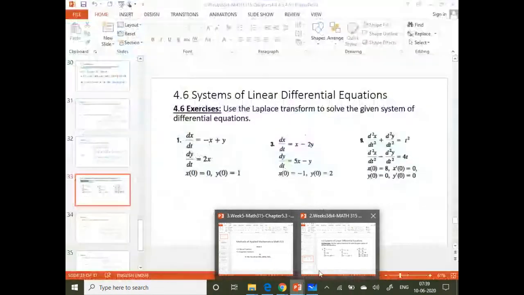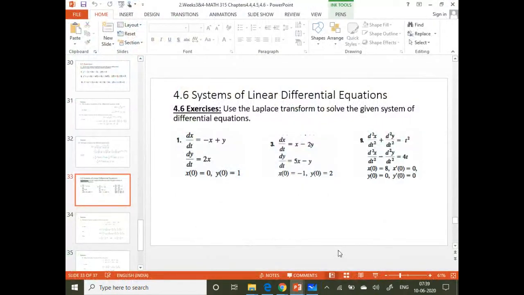The third problem is a second order differential equation in two different variables. So, what is the equation here? It is x double prime plus y double prime is equal to t square.